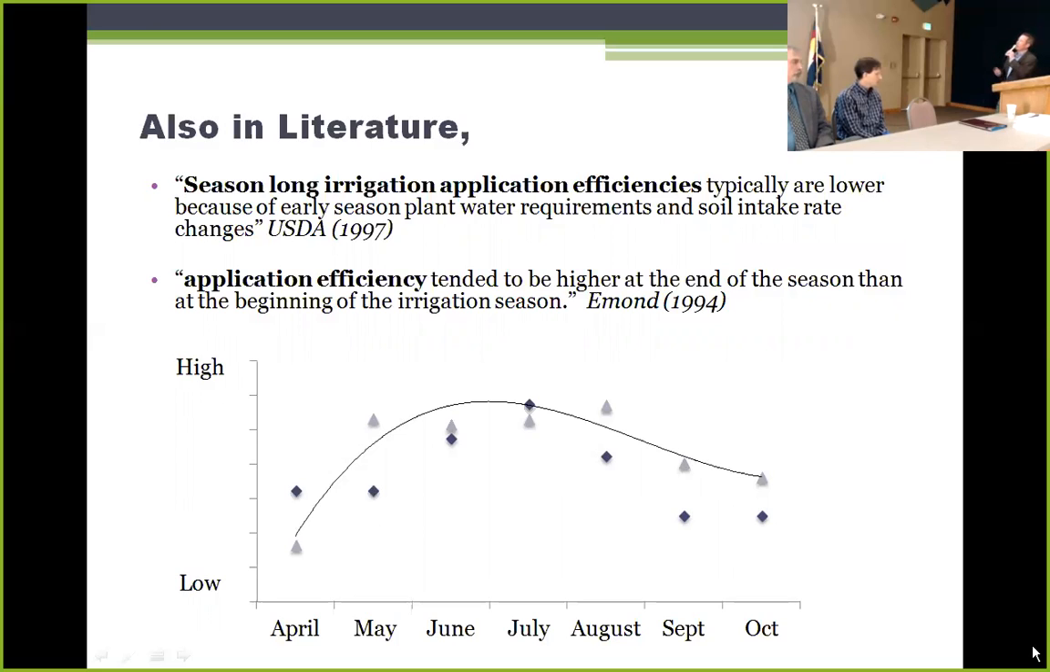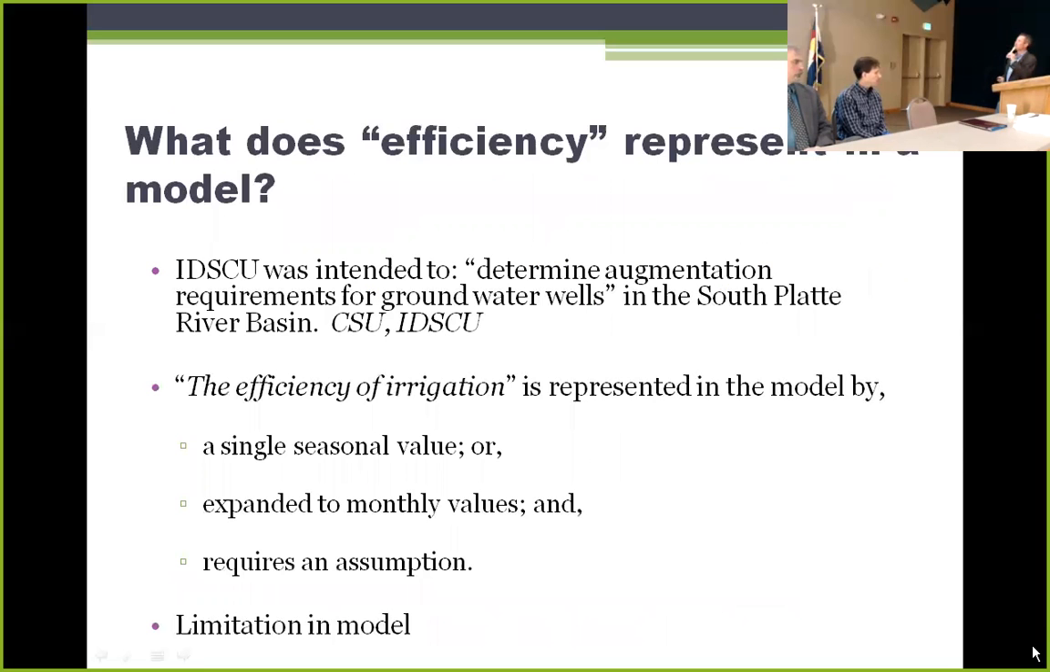And so we have a couple of references to that. What I've shown here is just a hypothetical graph of what literature has talked about as how single event application efficiencies may change over an irrigation season, to help show that the seasonal average might be different than single events. So how do we apply this in a model?